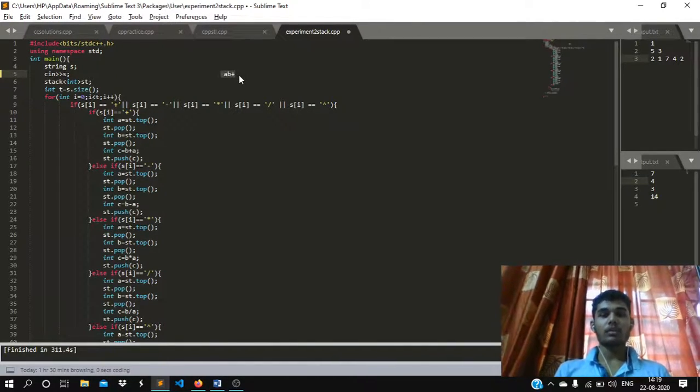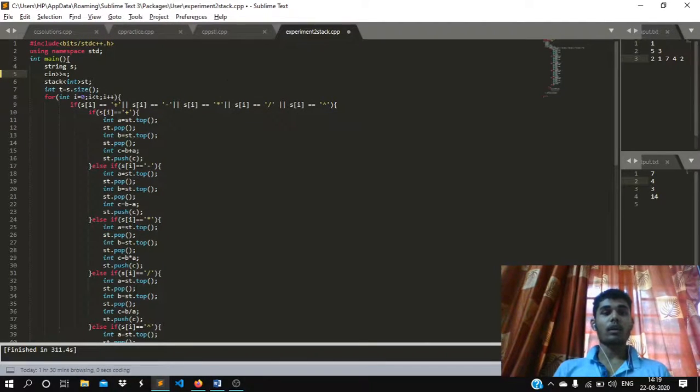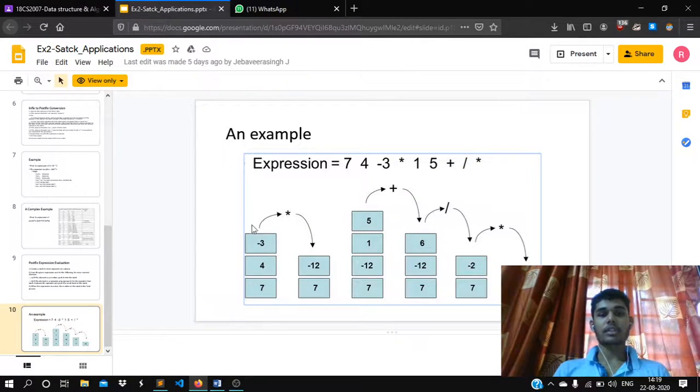Here we don't have to care about precedence or parentheses, and postfix expression is also known as reverse Polish notation. When we convert to postfix, it automatically gets arranged with the help of precedence. So our main aim is to take a string. Let's see an example of what we are going to do. We will take a string 7 4 minus 3 into, this is our postfix expression.